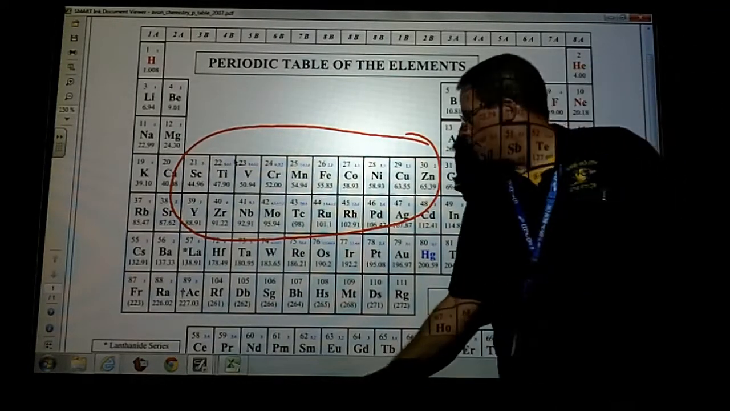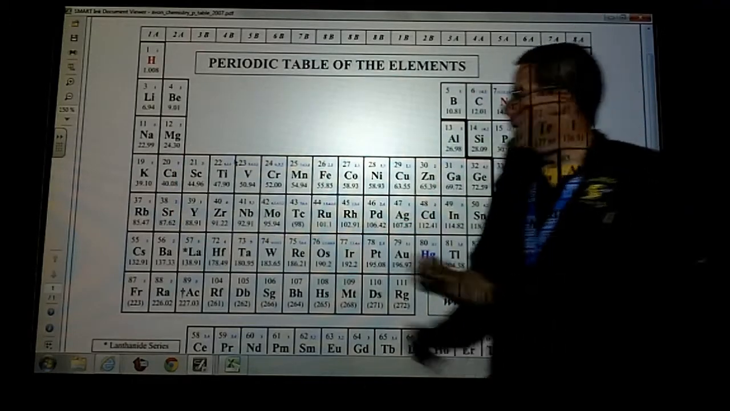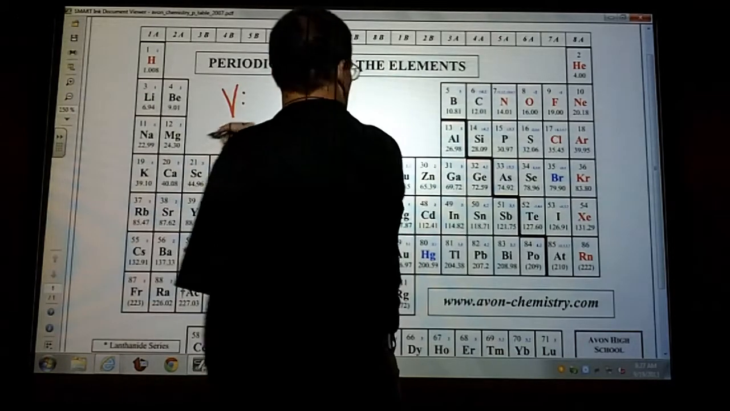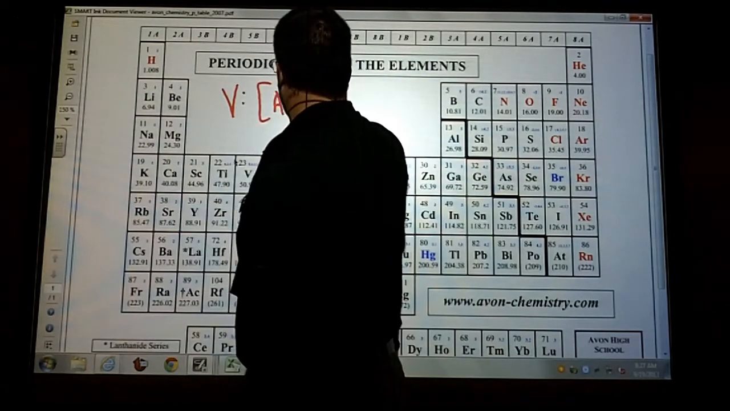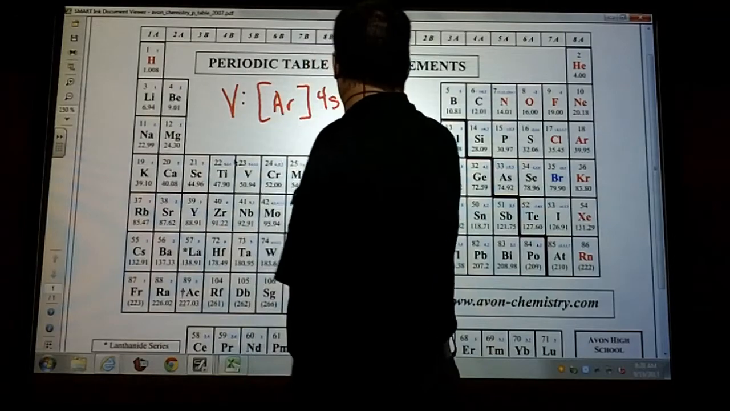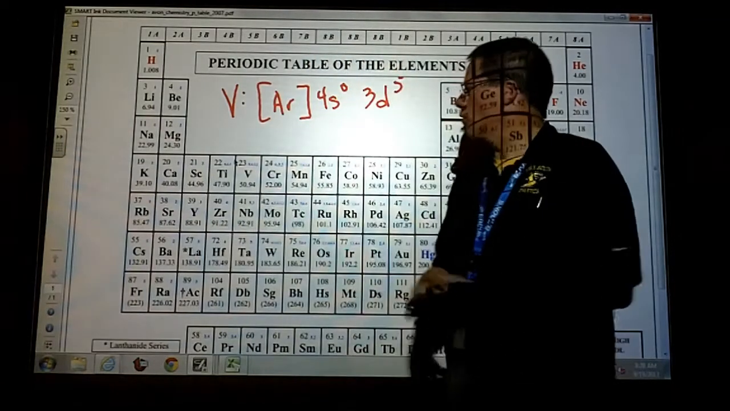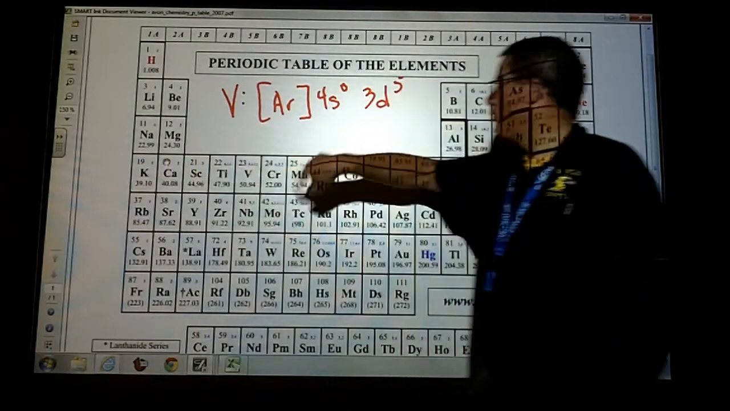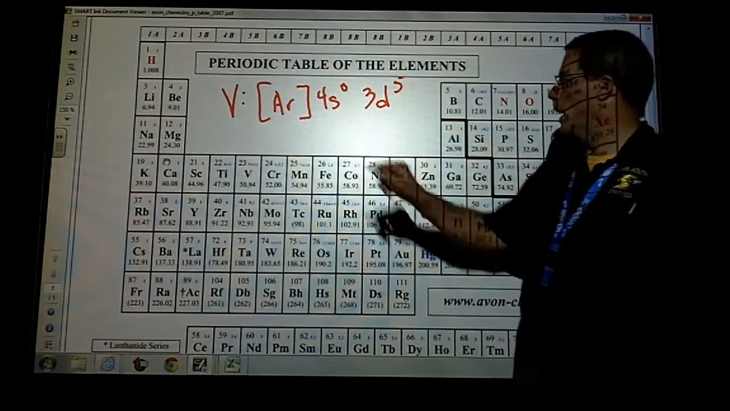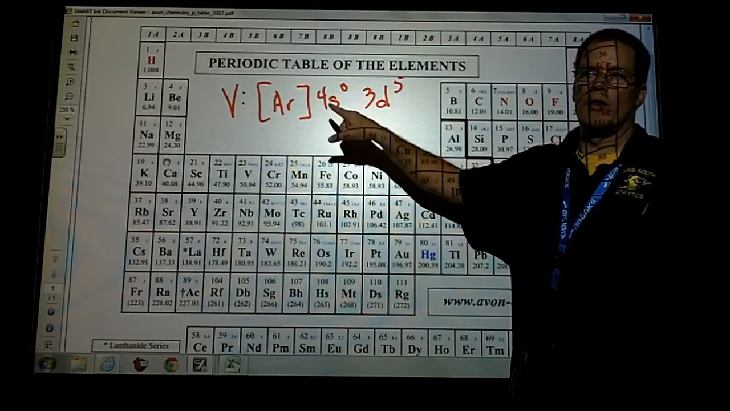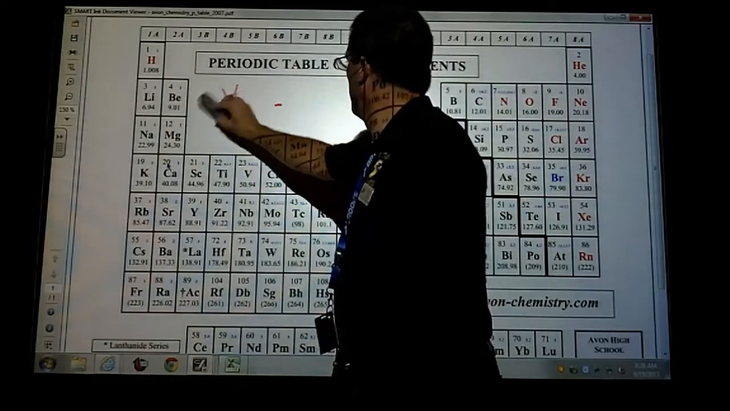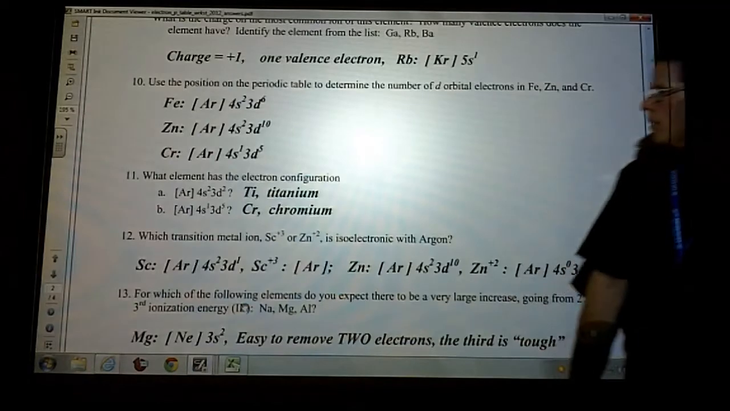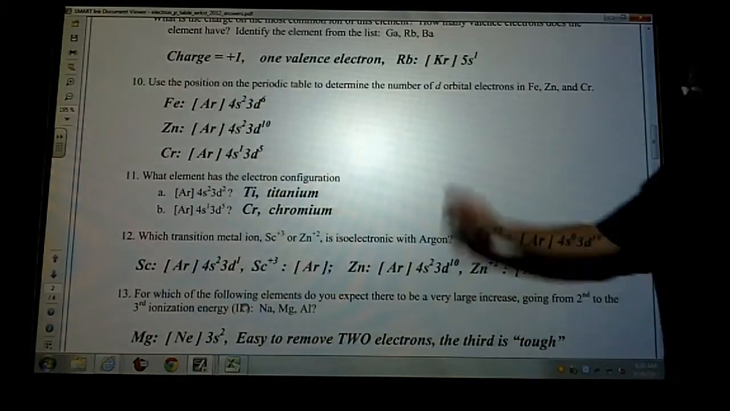Yeah? So would vanadium be 4 instead of like 3? Vanadium would actually be, let's do this. So argon 4s0, 3d5, right? Because it starts with 1, 2, 3 d orbitals, and then we're going to take these two and move them over. So we can have a half filled by emptying out the s. And yeah, we're done with that one.